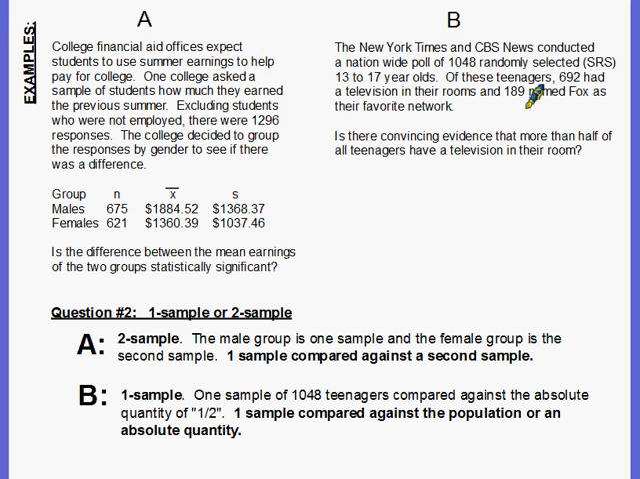And in B, the TVs, this is a one sample question, because we only have this one sample of 1,048, which produces one proportion, and we're comparing that against, again, this known absolute number of 1/2. So as I say down here, sometimes you're going to be comparing a sample against a population, and sometimes you're going to be comparing a sample against some absolute known quantity like 1/2, and both of those are one sample kind of questions.